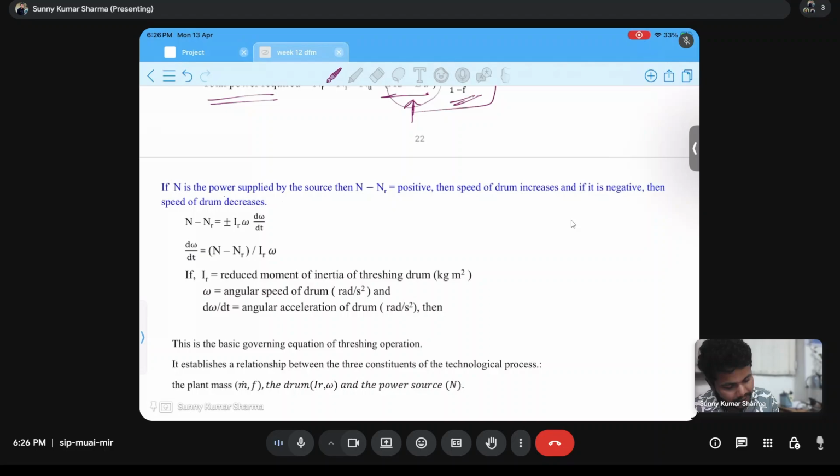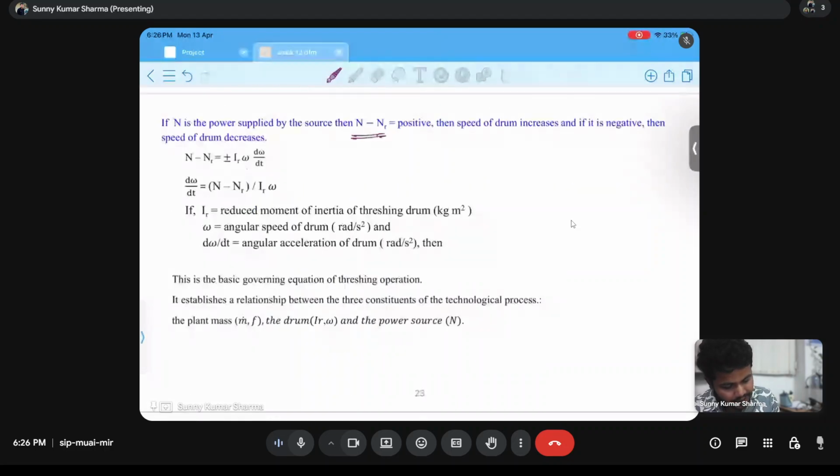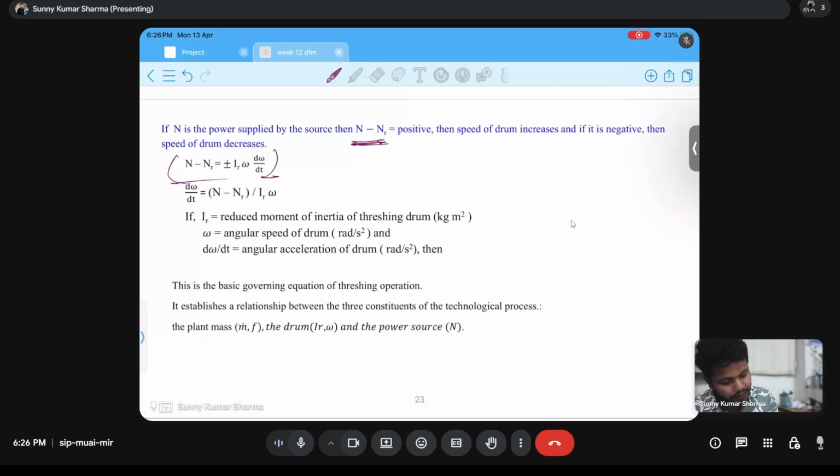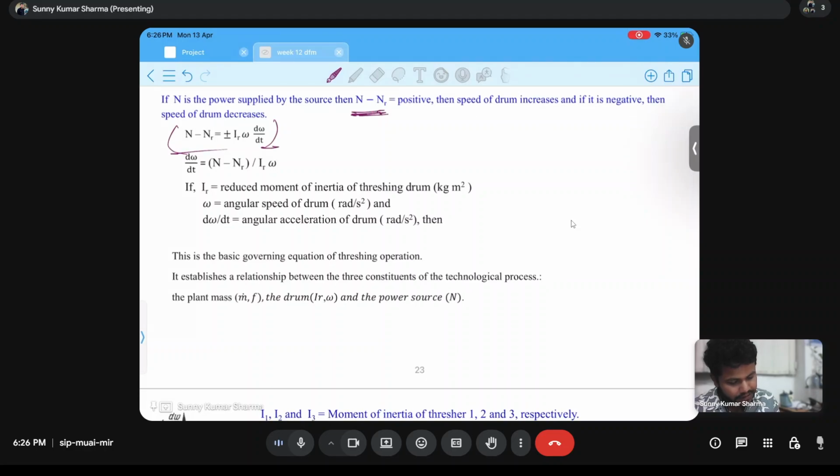Now N is the power supplied by source, then N minus NR should be positive, which means the speed of drum increases. If it is negative, then speed of drum decreases. It mainly deals with, if we want to have better threshing, then moment of inertia should be more. That has been discussed here in this slide.